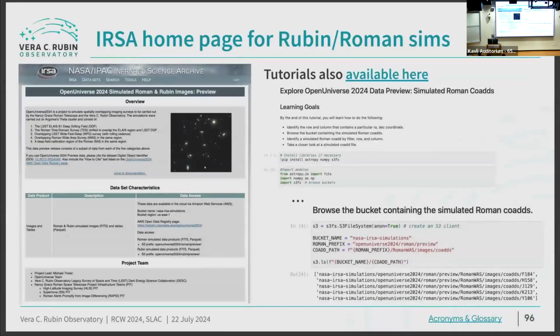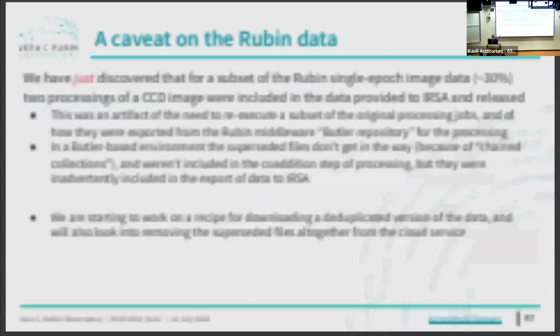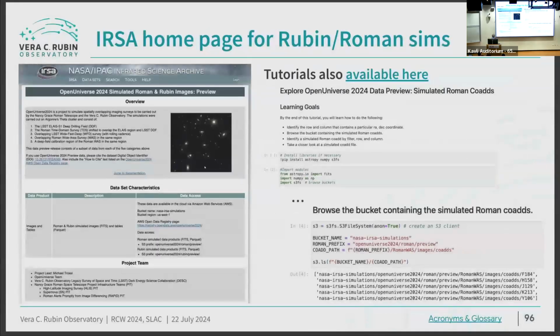This is just an image of the homepage for the simulations at IRSA. There are notebook-based tutorials available. Those are shown here on the right. It's just an example, and there's a link to them. This will be extended as the project continues when the full data set is made available. Right now there are only tutorials for the Roman data. We'll be adding tutorials for the Rubin data on the IRSA page as well.